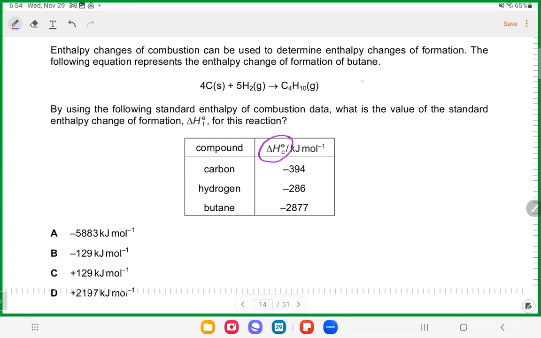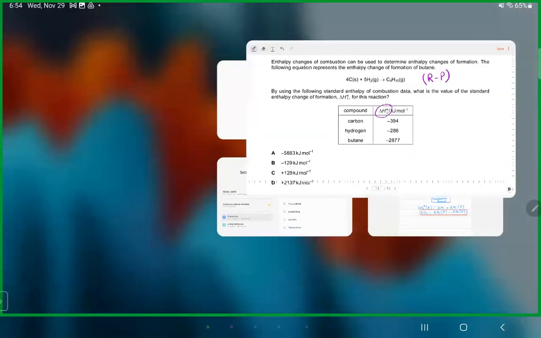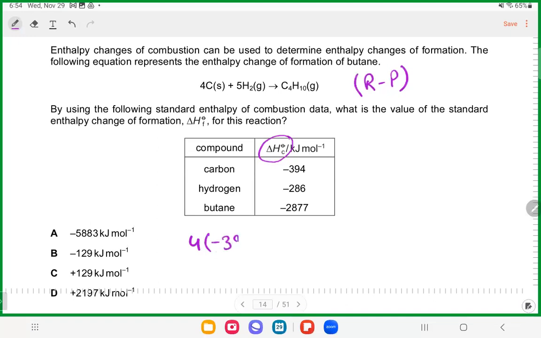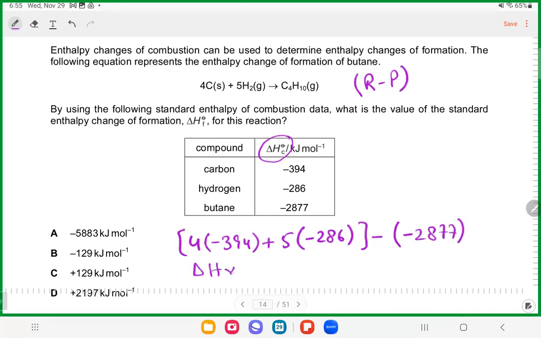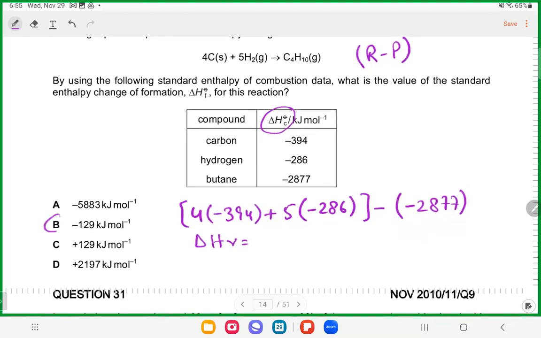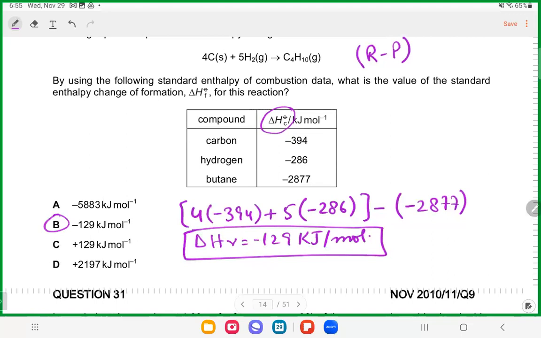ठीक है, तो यस, इन दिस वन यू हैव टू डू रिएक्टेंट माइनस प्रोडक्ट. तो लगा दीजिए जनाब, रिएक्टेंट आपके पास है 4 टाइम्स ऑफ कार्बन माइनस 394 प्लस 5 टाइम्स ऑफ हाइड्रोजन माइनस 286. दिस इज योर रिएक्टेंट्स माइनस प्रोडक्ट इज माइनस 2877. तो डेल्टा एच आर आपके पास आ जाएगा -129 किलो जूल्स पर मोल. ठीक है, इजी हो जाएगा आराम से, कोई मसला तो नहीं है ना.